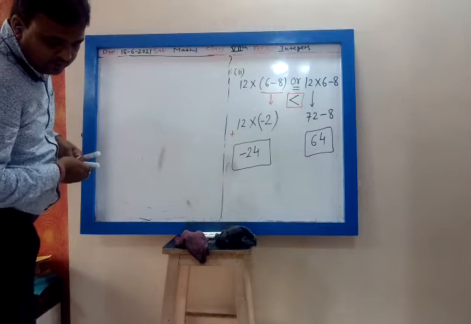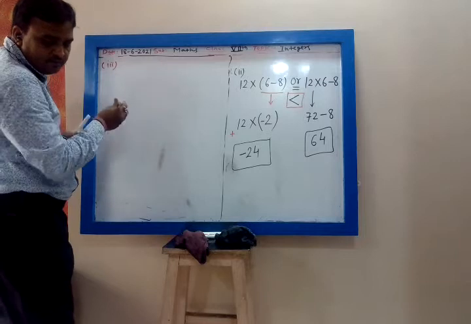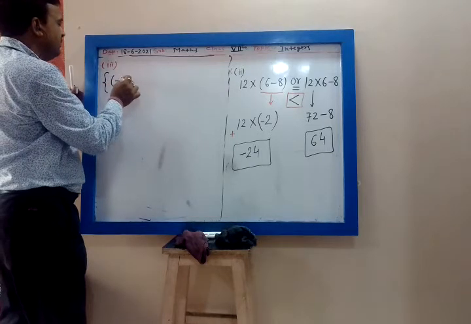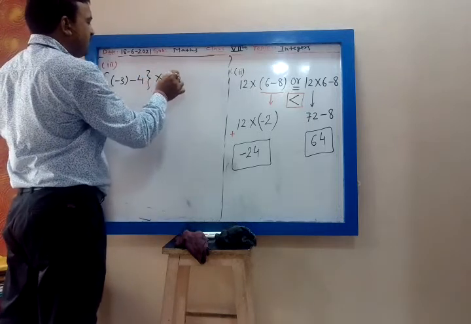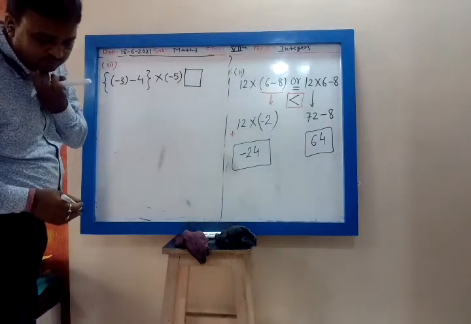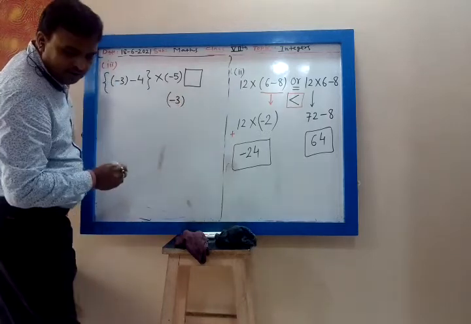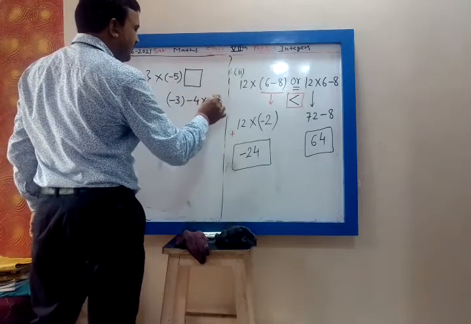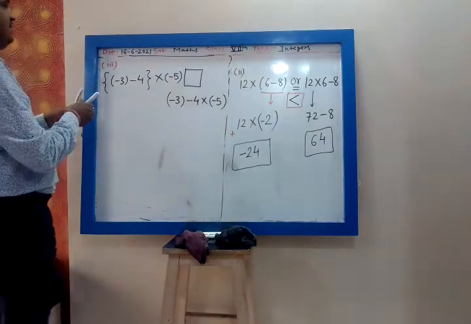Next, minus 3, there is a bigger bracket, the third one. Minus 3 minus 4, then bracket close, into minus 5. I am writing below: minus 3 minus 4 into minus 5. Are you getting? Okay, let us check this.